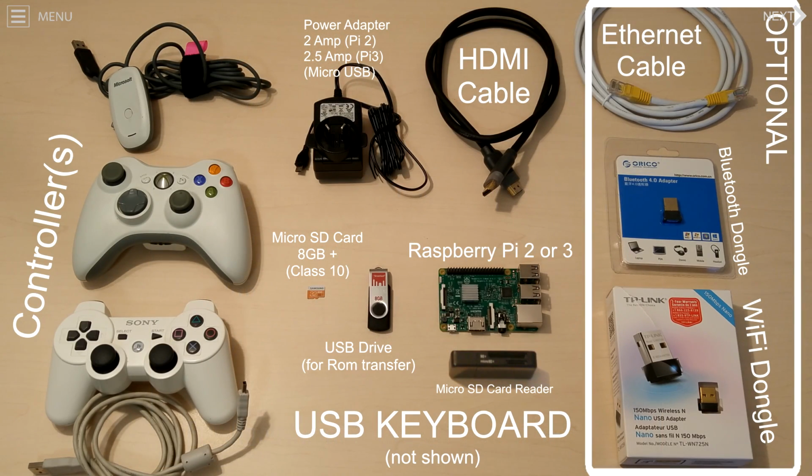running. So here's all our hardware. It might look like a lot, but some of this stuff is optional and you don't need every single piece. Starting from the left, we've got our controllers. I use an Xbox 360 or a DualShock 3 gamepad, but any USB style controller will work. Up the top we have a power adapter and a HDMI cable.